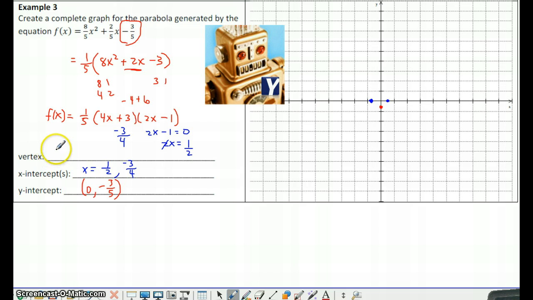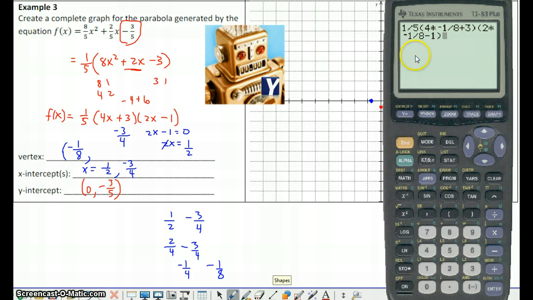To find the vertex, it's going to be a little bit tricky. It's going to be exactly halfway in between these two. So if I take the average of 1/2 and -3/4, this would become 2/4 minus 3/4, which would give me -1/4, and then half of that would be -1/8. So the vertex would be at x equals -1/8.